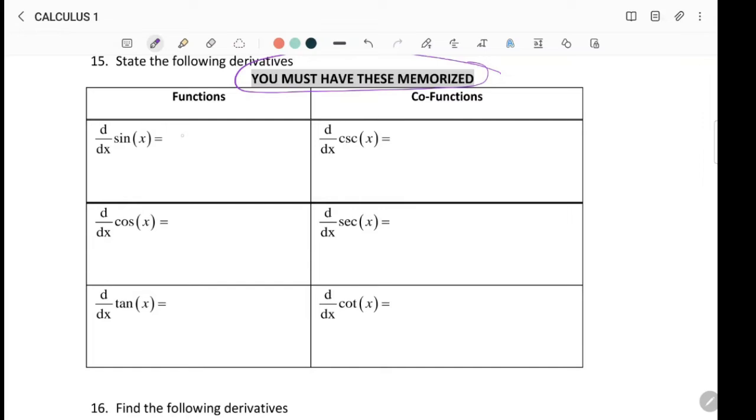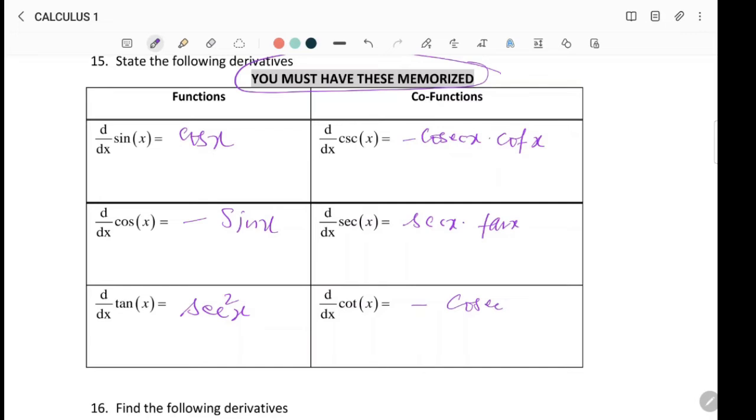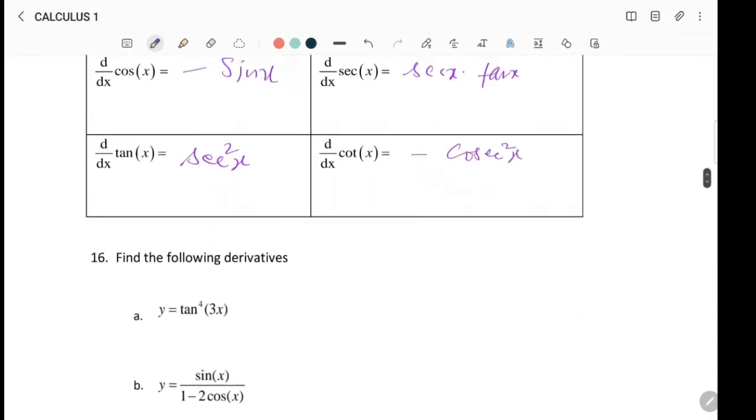So sin x differentiation is cos x. Cos x differentiation is minus sin x. Tan x differentiation is sec square x. Cosec x differentiation is minus cosec x cot x. Sec x differentiation is sec x tan x, and cot x differentiation is minus cosec square x.